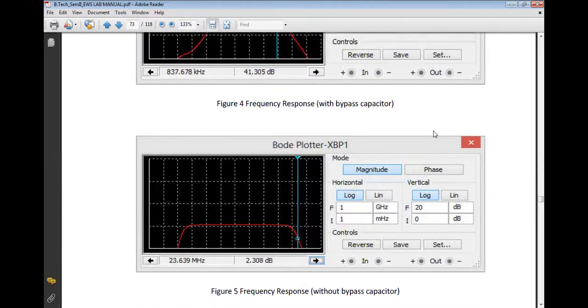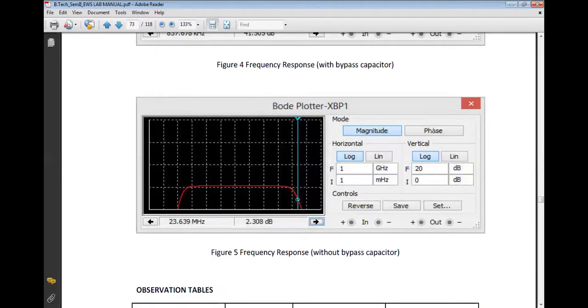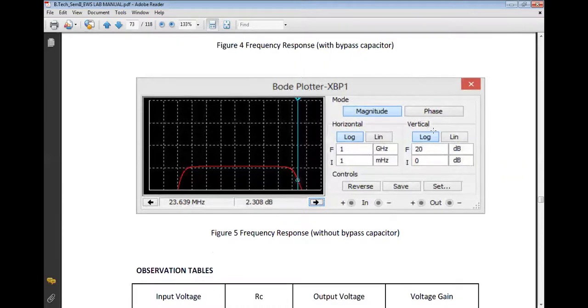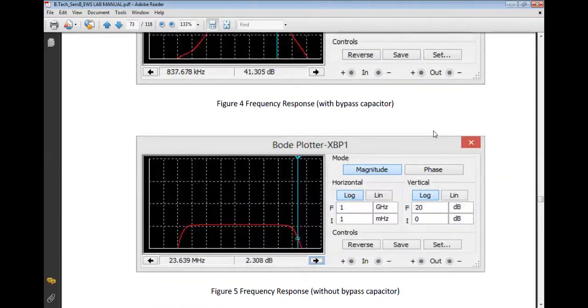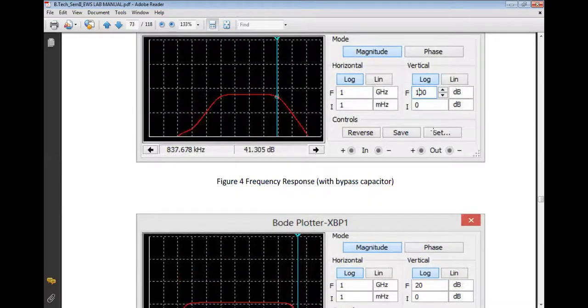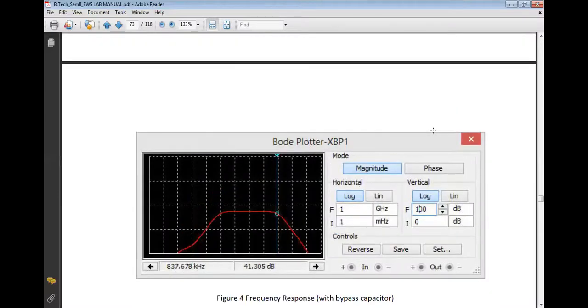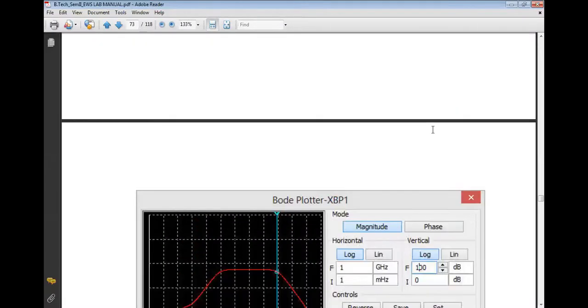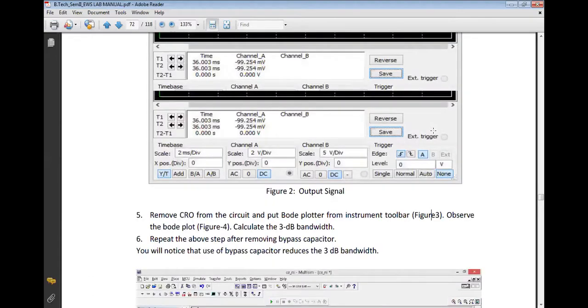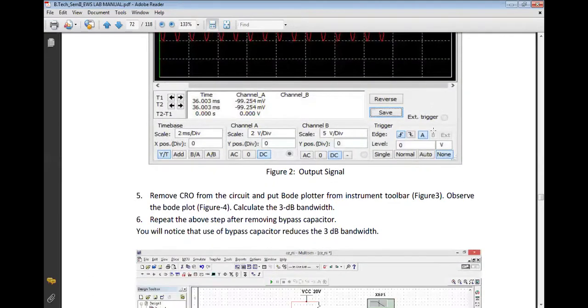See here, one more thing you should understand, that is related to the 3 dB frequency, right? That is, if we remove this bypass capacitor, you can test this on the Bode plot, instead of the CRO. I am giving this to you in the form of an assignment. If you have any problem or doubt related to this, you can definitely mail me your questions and queries, right?